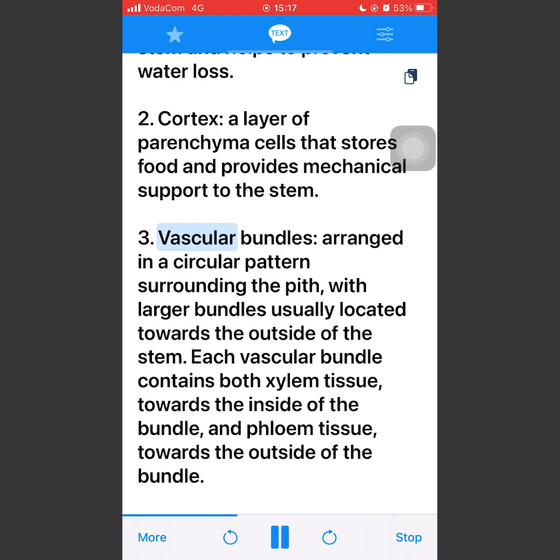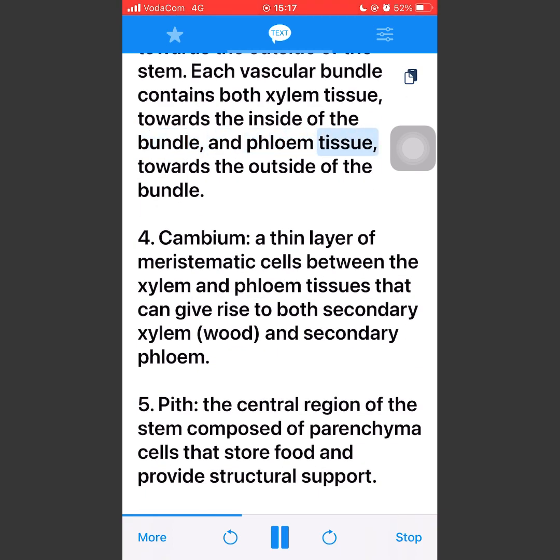3. Vascular bundles, arranged in a circular pattern surrounding the pith, with larger bundles usually located towards the outside of the stem. Each vascular bundle contains both xylem tissue, towards the inside of the bundle, and phloem tissue, towards the outside of the bundle.